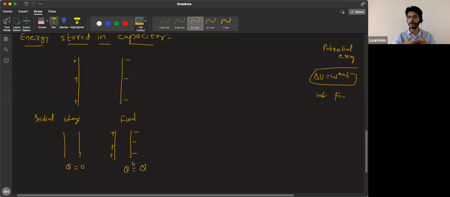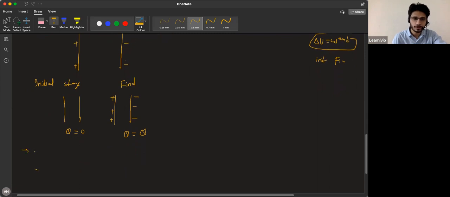So the work done by battery to charge the plates of capacitor, giving 0 to Q charge to the plates of capacitor, gets stored in it in the form of potential energy. Is it clear? Yes, sir. So that's the work done by the battery.